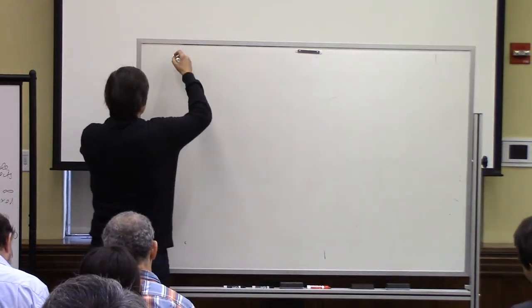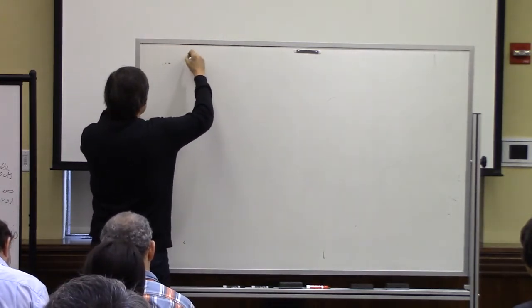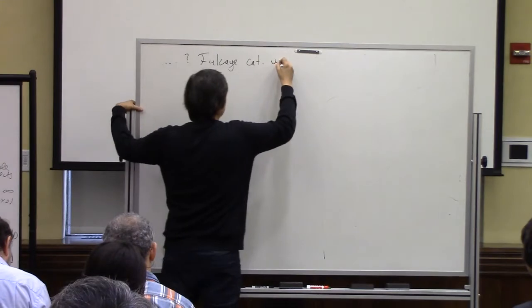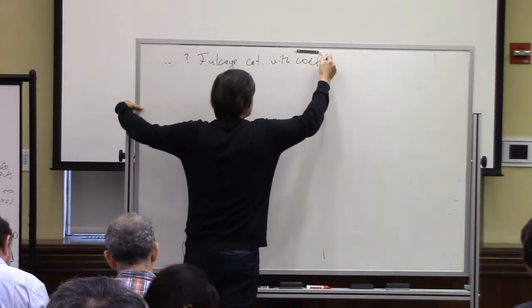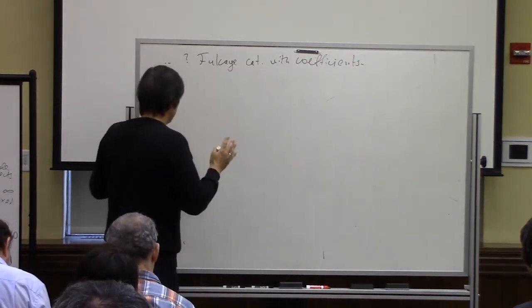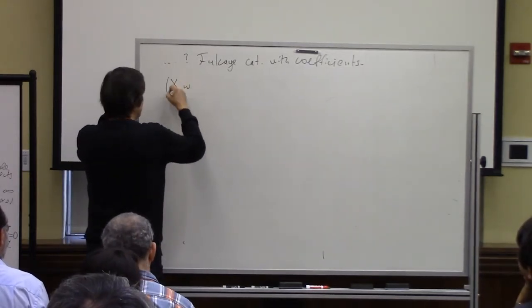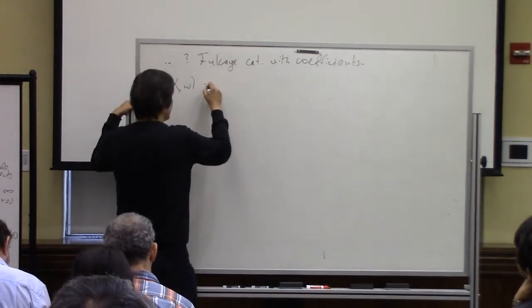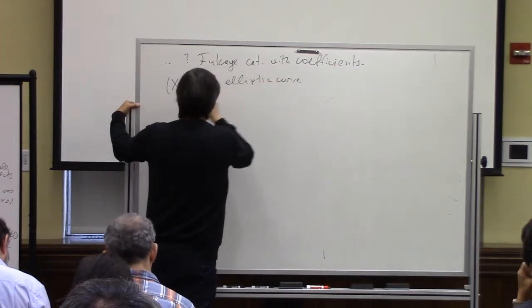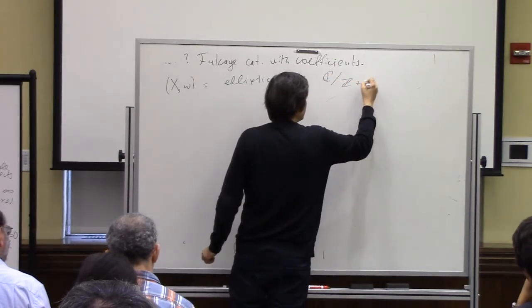There was this very general idea of Kähler geometry, and in particular, one should do something like the Fukaya category with coefficients. And coefficients, that's a long story, but one can consider a very particular case. Suppose X, omega is an elliptic curve, C mod Z plus tau Z.